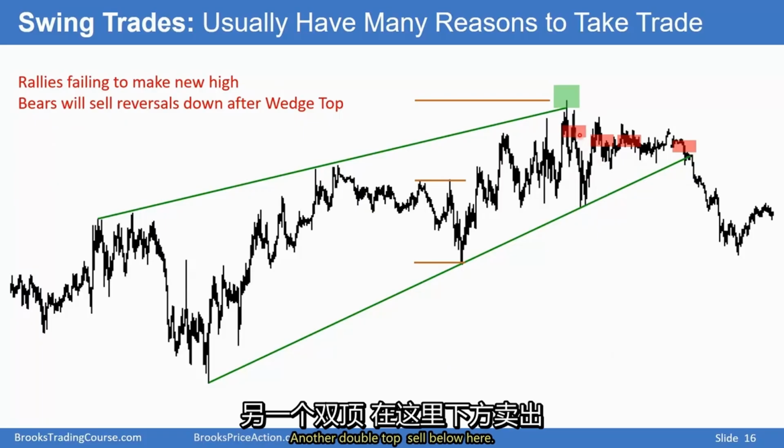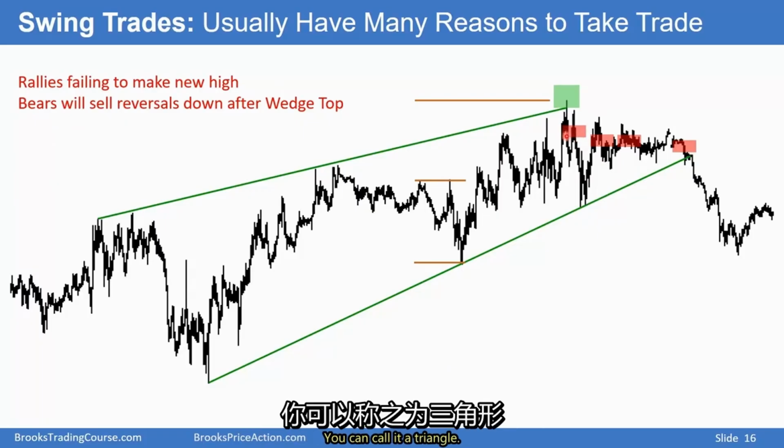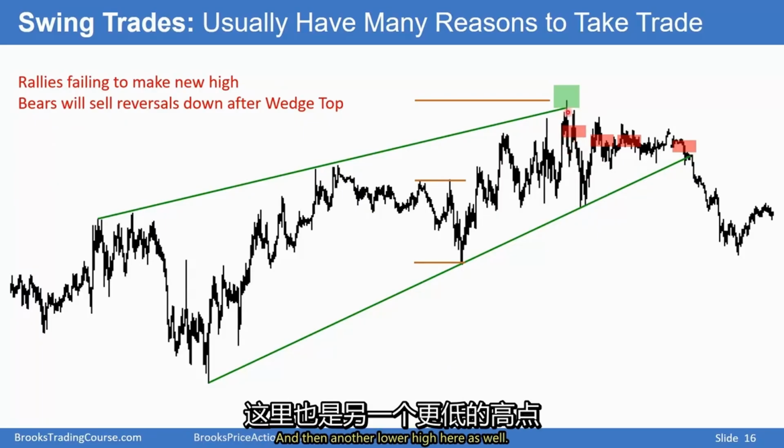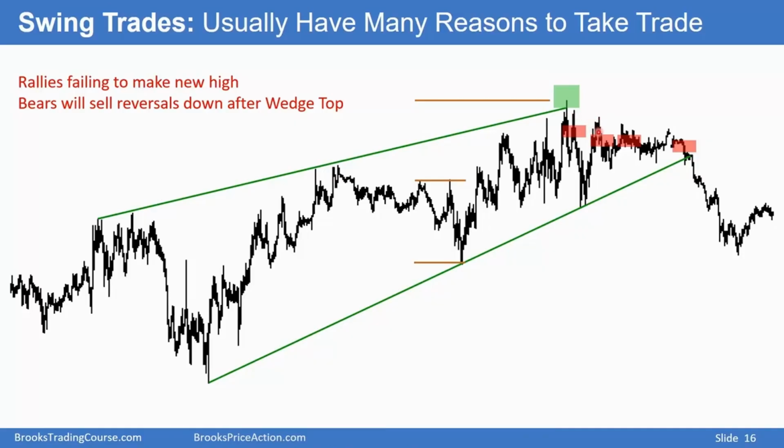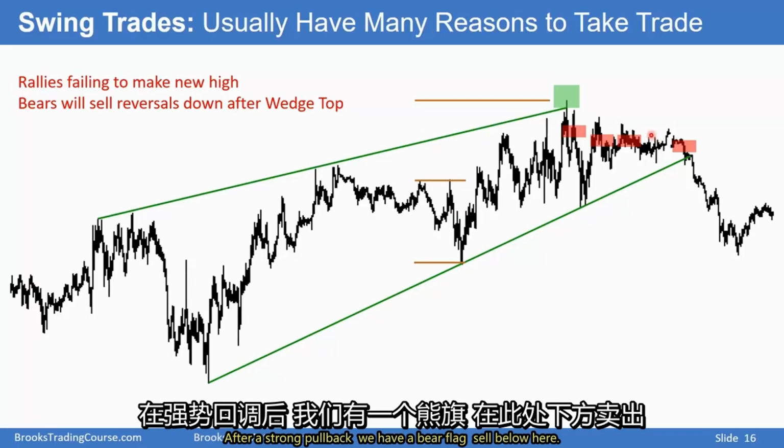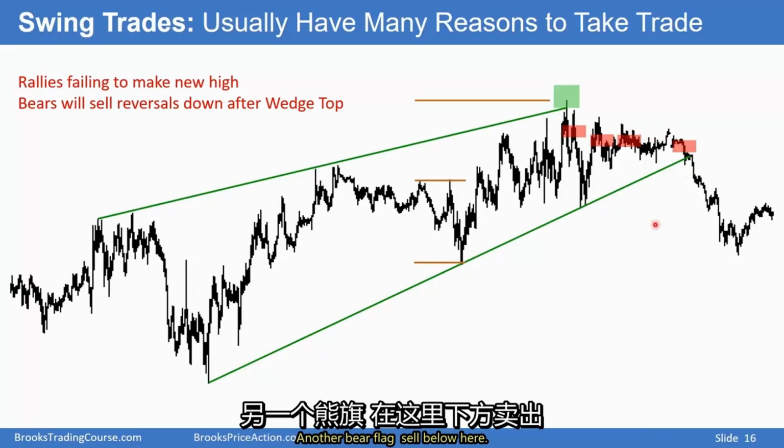Traders will start to look to sell. Sell below here, sell below here. We have a small double top. Now we have a double top bear flag. Sell below here. Another double top, sell below here. You can call it a triangle. And then another lower high here as well.